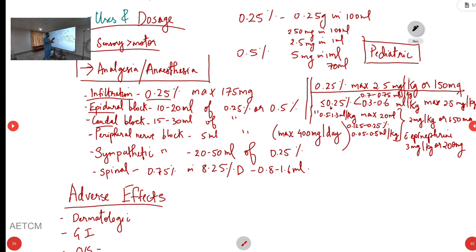So less than or equal to 0.25 percentage we usually give, and the ml per kg dosages given here are 0.7 to 0.75 and 0.3 to 0.6. That is based on infants and children. The first is for infants less than 1 year age group, and for children we can give 0.3 to 0.6 ml per kg. The maximum dose we can give is 2.5 mg per kg, same as the infiltration dose.